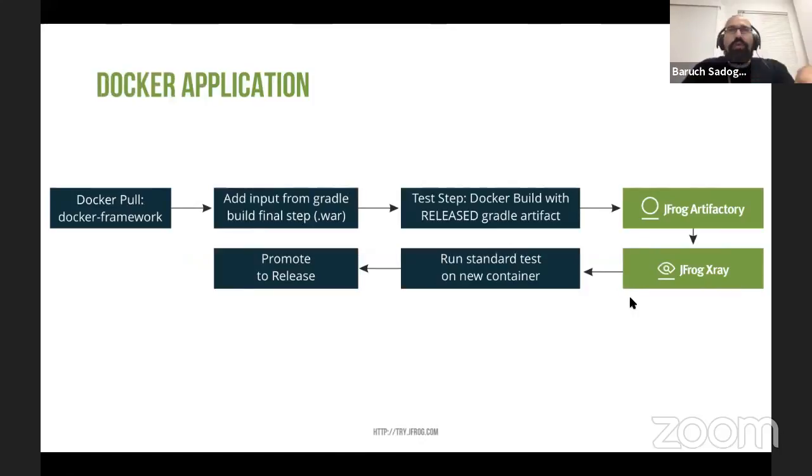the war file from the Java pipeline, tests it with the latest Gradle release artifact, deploys it to Artifactory, scans it with X-Ray, and then runs a test on this new container. Once all the tests have passed, this new Docker image is promoted to release and is ready to be run on your production environment.